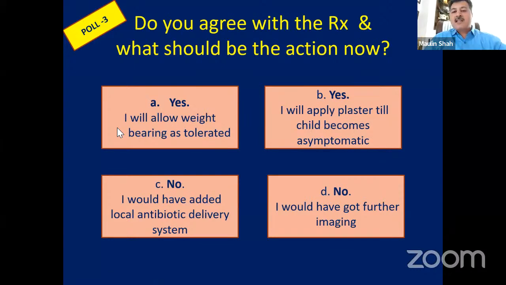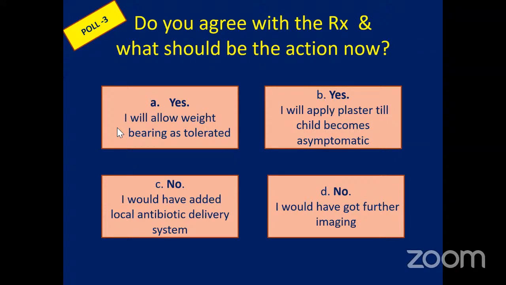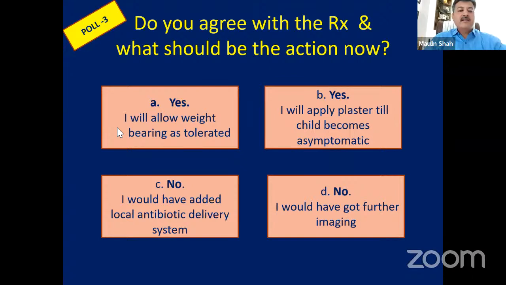So Punit says, yes, plaster. Gaurav and Chinmay want to do MRI. Sheenam is also keen on getting MRI. Neeraj Joshi says a local antibiotic system like Stimulan. Plaster. Yakub says D. Now, whoever has made this marking, would it disappear in the next slide or would it remain there? I have not made it. Piyush says local antibiotic delivery system.